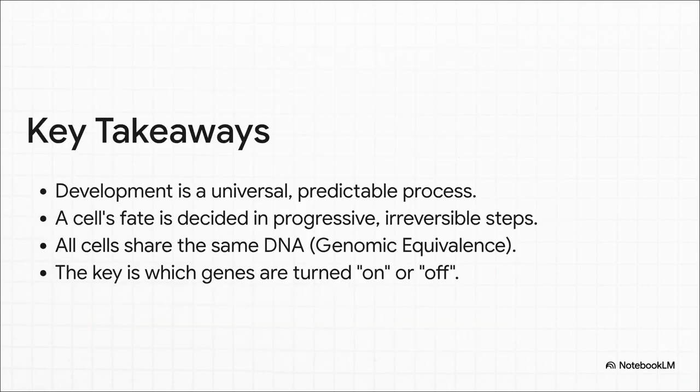So let's quickly recap our whole investigation. We've seen that development is this universal blueprint-like process. We learned that a cell commits to its fate through these progressive, irreversible steps. And the central truth is that while all our cells share the same DNA, the real secret to all that diversity is which of those genes they decide to turn on or off.